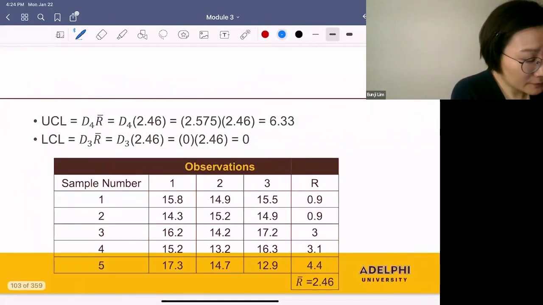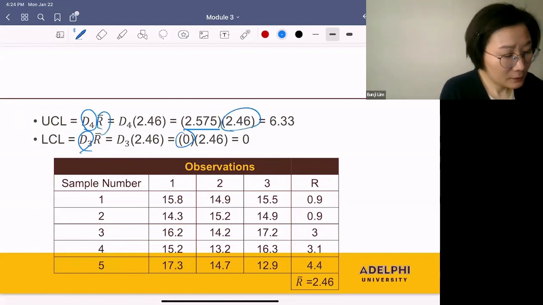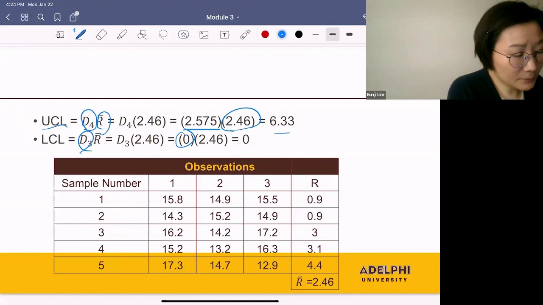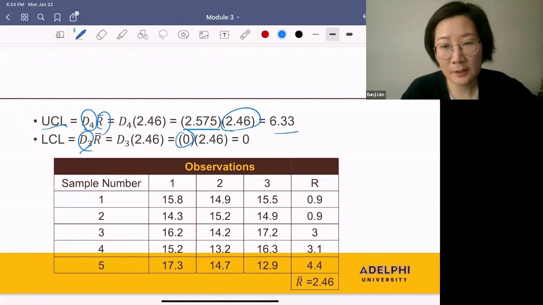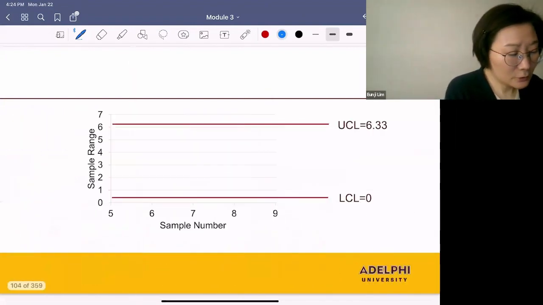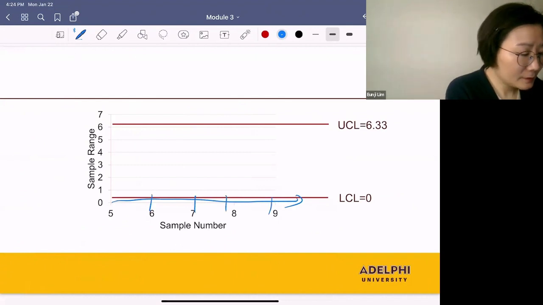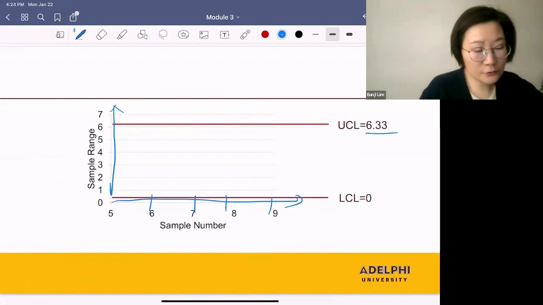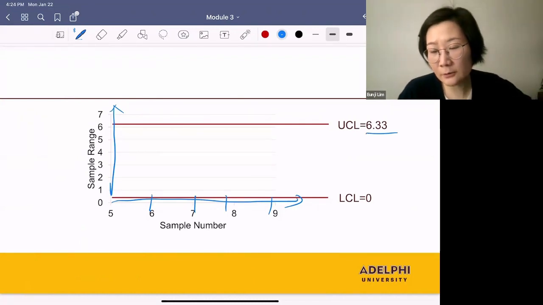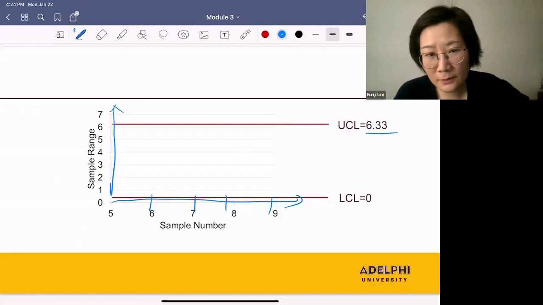So we can plug this into the formula. D4 is 2.575, D3 is 0, and R bar is 2.46. So if you compute this, the upper control limit is 6.33 and the lower control limit is 0. So in the R chart, we put the sample number on the x-axis and the sample range on the y-axis. And the upper control limit is 6.33 and the lower control limit is 0.